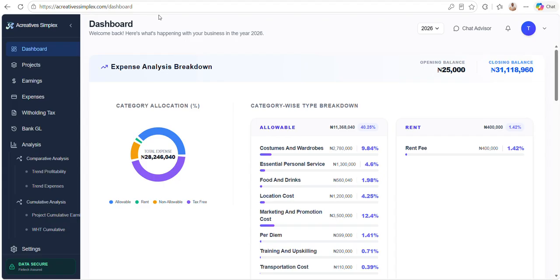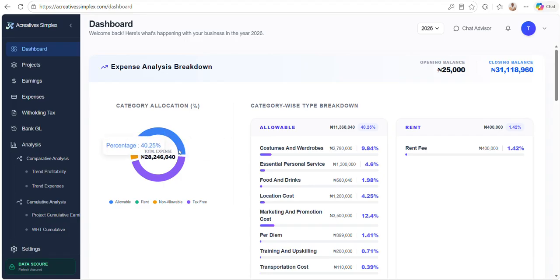This dashboard gives us a holistic view of all that makes up our earnings, our expenses, our withholding tax, and also gives us an estimate of our tax liability. Now, if you look at this, it is an expense analysis breakdown. It categorizes all that makes up our expense in percentage.